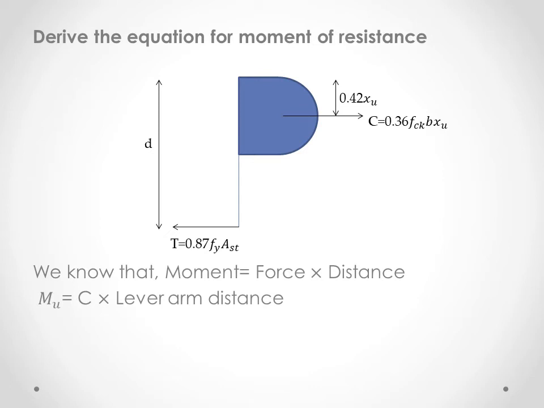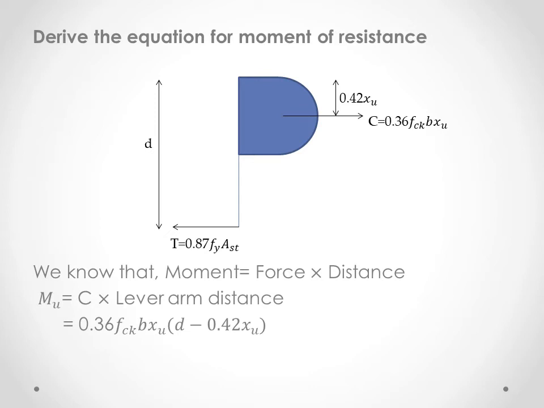Now the lever arm distance, this is the one that I've highlighted, the distance from one red point to the other red point. That is the distance between C and T. We know the whole distance, that is depth D, and the small part of it is 0.42 XU. When we take the difference, depth minus 0.42 XU, we'll get the value of the lever arm distance.